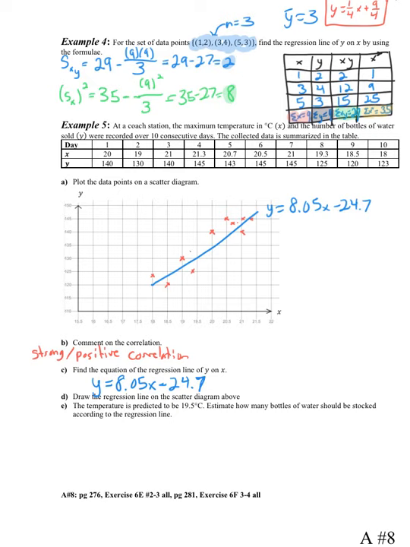And then part E, the temperature is predicted to be 19.5 degrees Celsius. So estimate how many bottles of water should be stocked according to the regression line. And that's just saying, okay, I'm going to plug in 19.5 into my equation, once I have that regression line equation figured out, and I can figure out what my y value is.